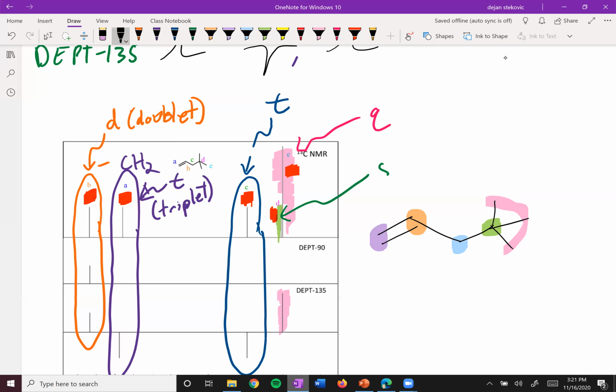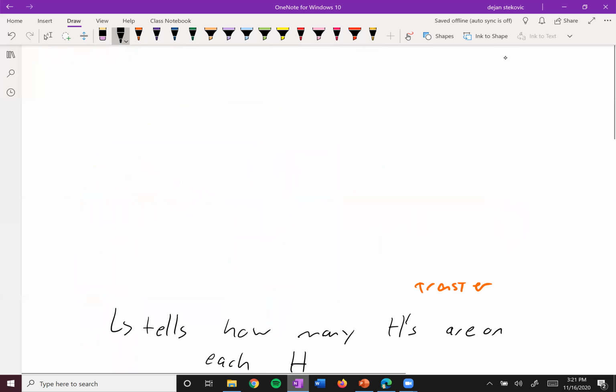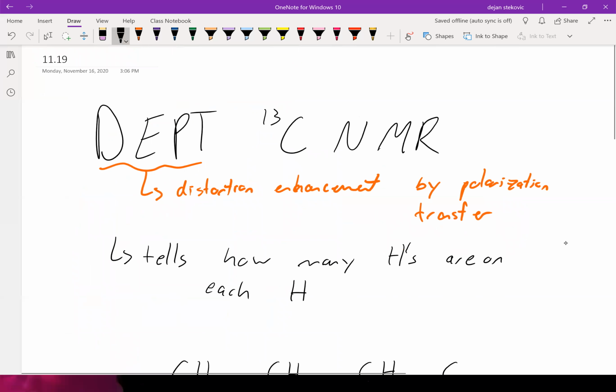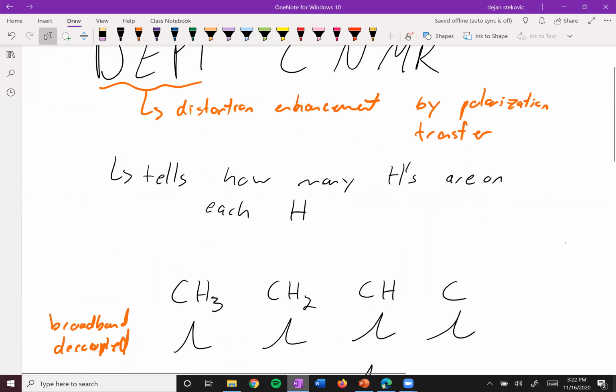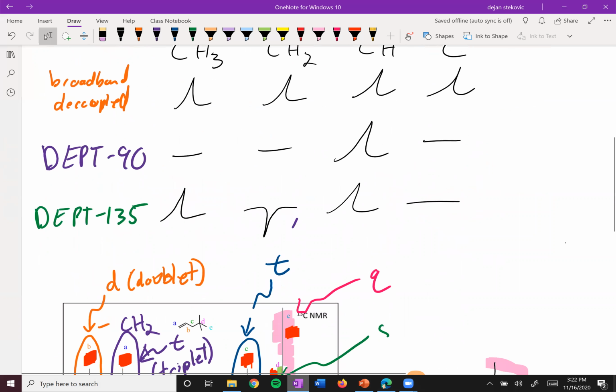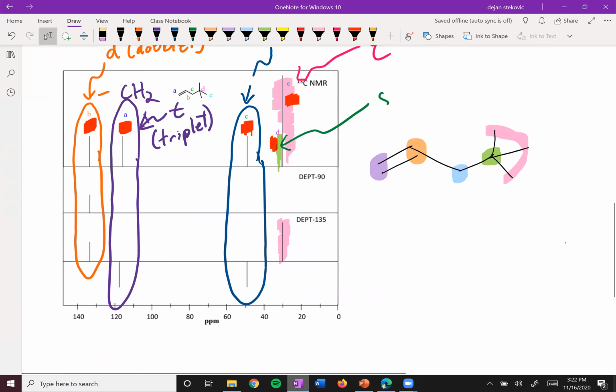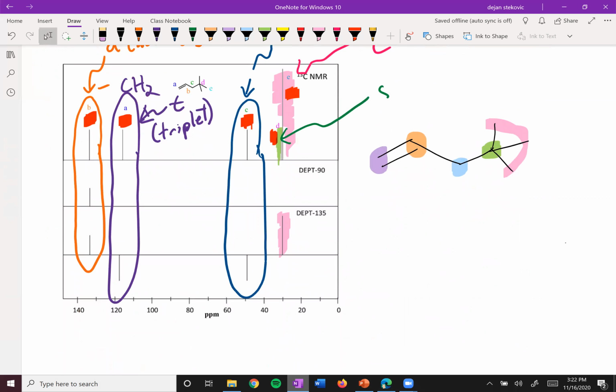Honestly, we won't use these advanced carbon NMRs too much. For most of our simple compounds, you just want to focus on the symmetry that you get from the carbon NMR, the location of the peaks, and then you can rely mostly on proton NMR for the fine details.